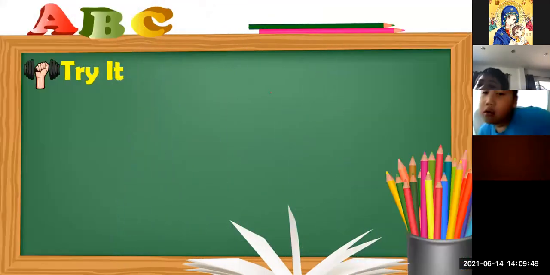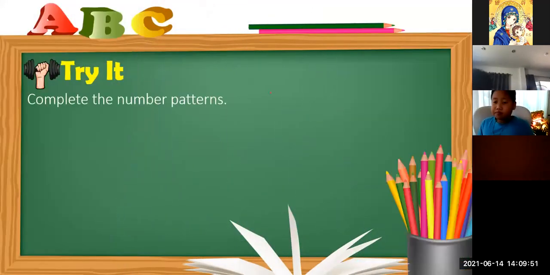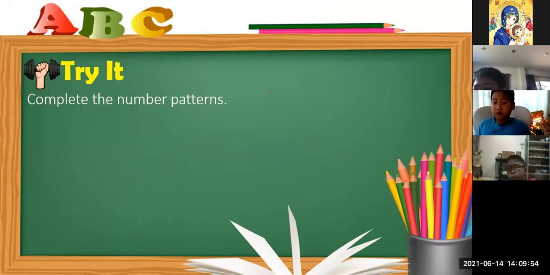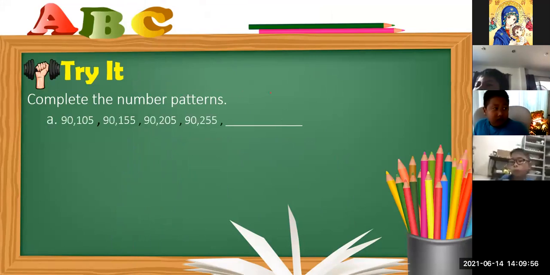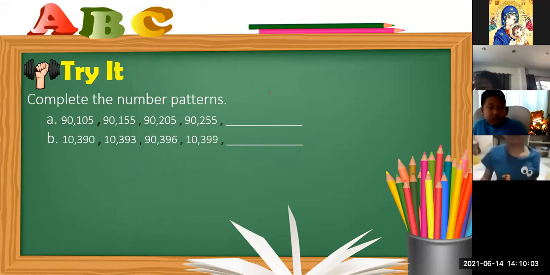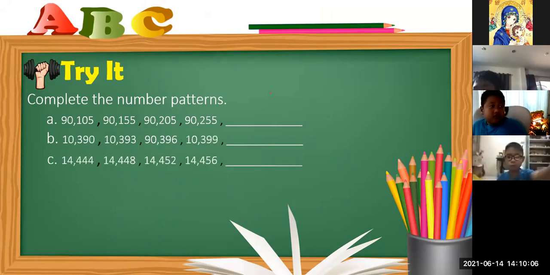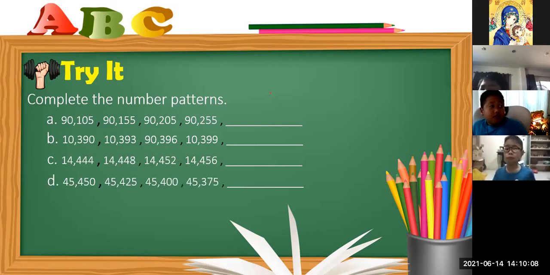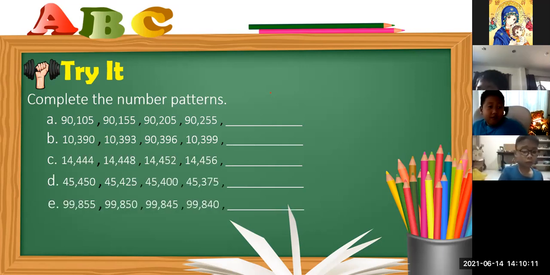Now, here we go. Let's try this one. Complete the number patterns. Letter A, 90,105, and then 90,155. Another pattern here, letter B, letter C, letter D, and letter E. Okay? Now, let's try to answer this one. And then later on, you will answer your book by yourself. I will give you maybe 5 to 10 minutes to answer your workbook later.